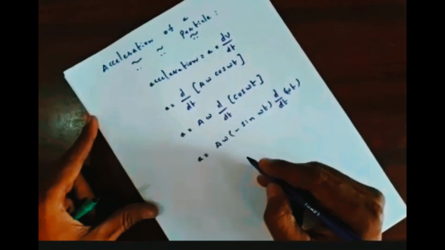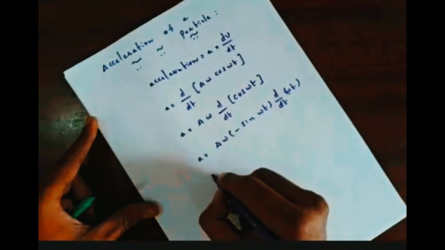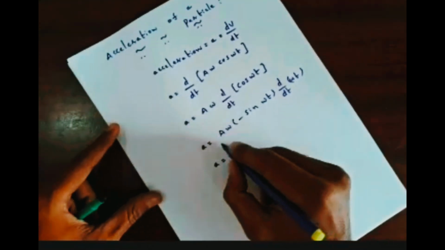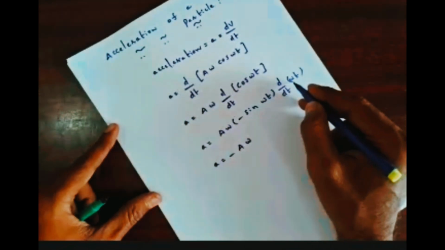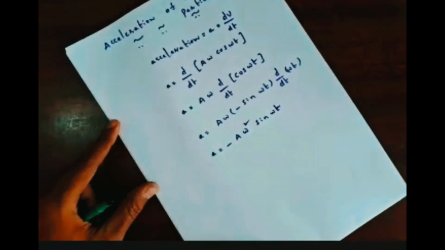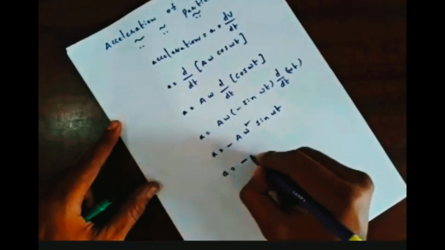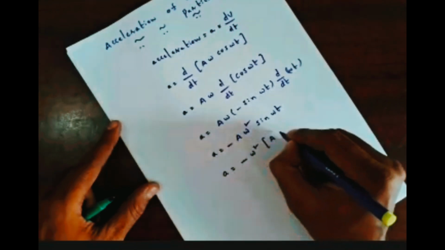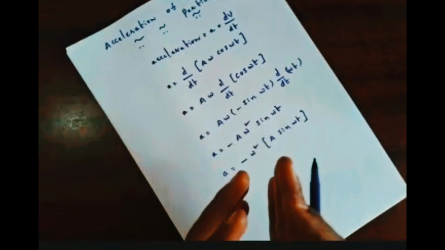Now take out the omega from the differentiation. D by dt of t remains, and that value is equal to 1. So a = minus a omega, and from here you get one more omega, so omega square sine omega t. a = minus a omega square sine omega t. Then a = minus omega square, and this a sine omega t, I just rearrange the terms. A and sine omega t, both I can combine.